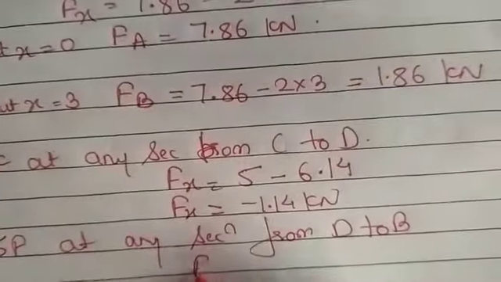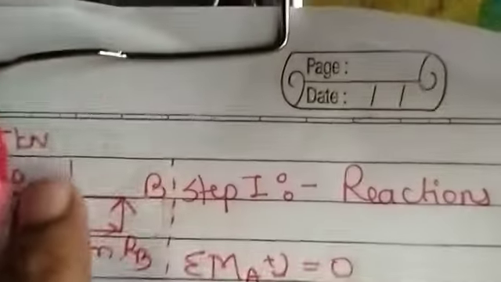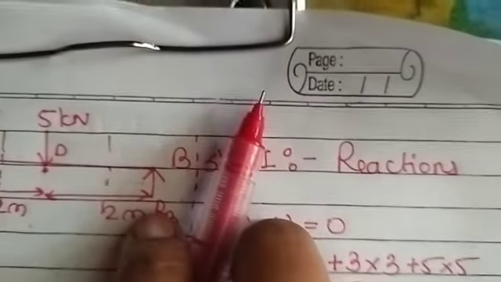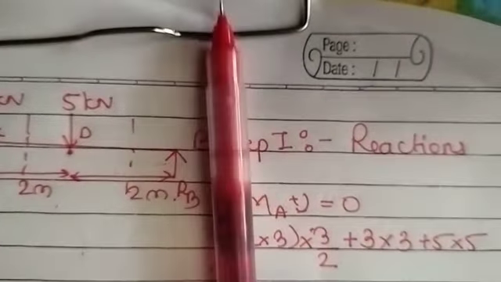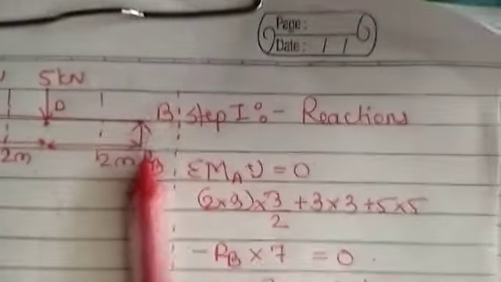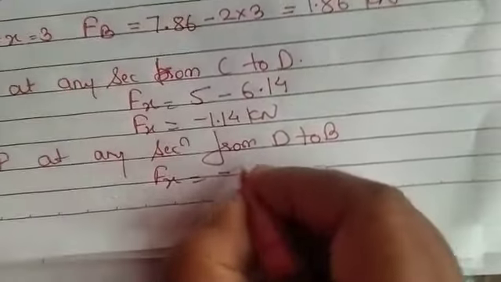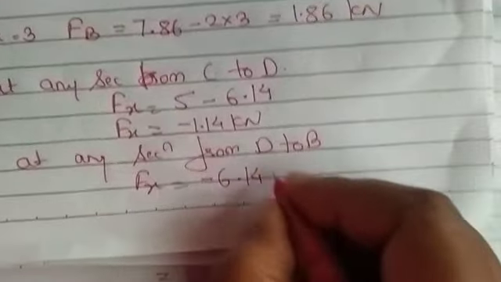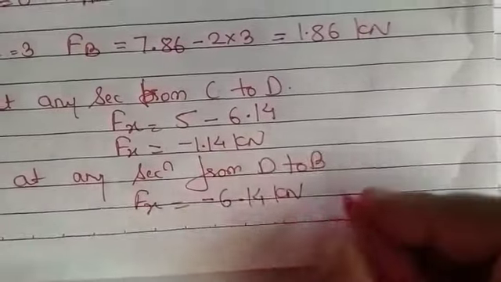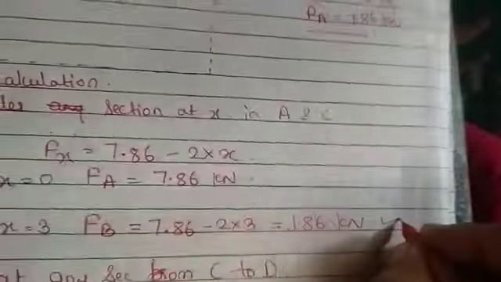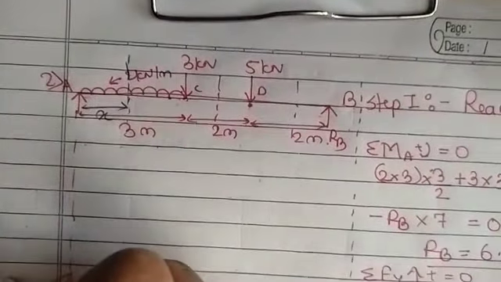So Fx, again you can consider the right side as there is only one force, and on the right side upward is considered as negative. So RB is considered as negative. So RB is equal to 6.14. So the answer will be minus 6.14 kilonewton. In this way we got the shear force. Now we can draw the diagram.